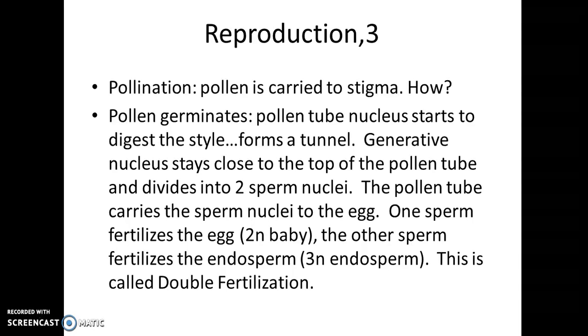The generative nucleus will divide into 2 sperm nuclei, and that tube will go all the way down the style to the egg cell. Now, one of the sperm is going to fertilize the egg, and you'll get a diploid baby. The other sperm cell is going to fertilize the endosperm, and you're going to have a triploid endosperm. Now, this whole thing is called double fertilization because the egg and the endosperm are fertilized.